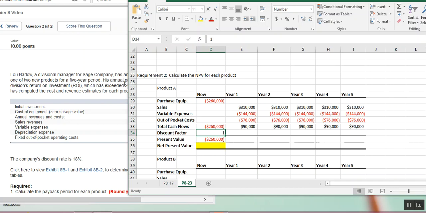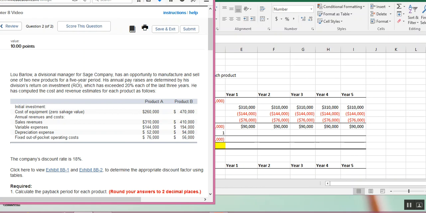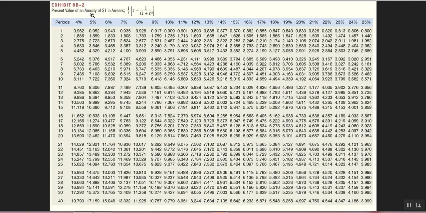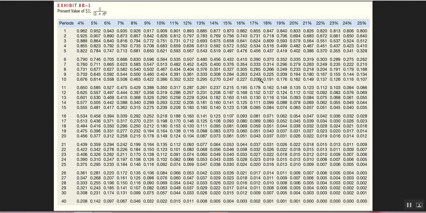So for year 1, I'm going to bounce back over here to my textbook, and I'm sorry for the toggling. It says click here to view Exhibit 1 or Exhibit 2. So I've already pulled those up. Exhibit 2 was the present value of an annuity. Exhibit 1 was the present value of $1. And the way I have this set up, we're actually calculating the present value of 5 independent cash flows. And we're going to bring each of those back one at a time to present value.